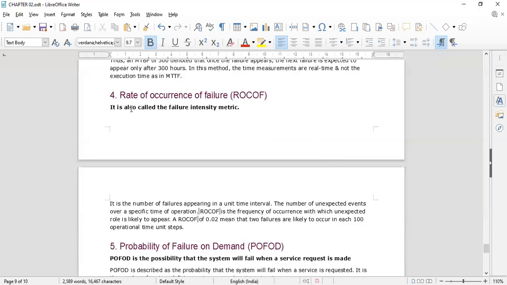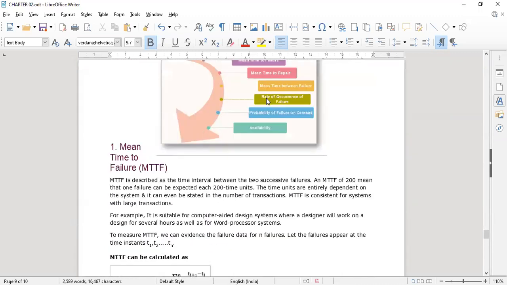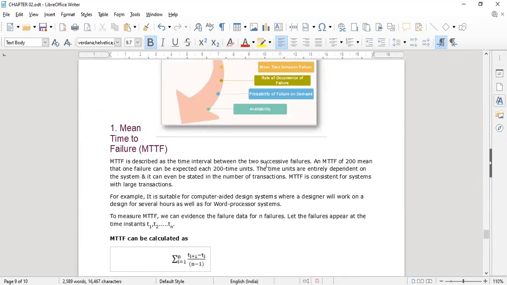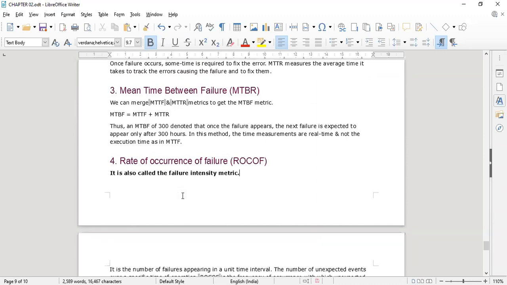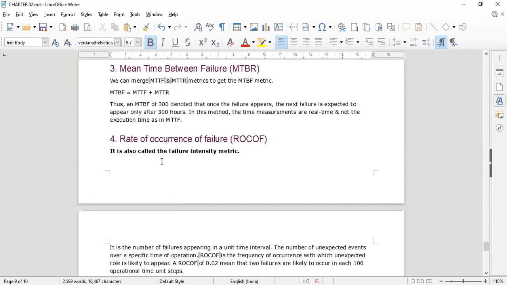Next metric is the rate of occurrence of failure, shortly called ROCOF. It is also called the failure intensity metric. Failure intensity means: what is the intensity of the failure of your product? That will be evaluated by using ROCOF.